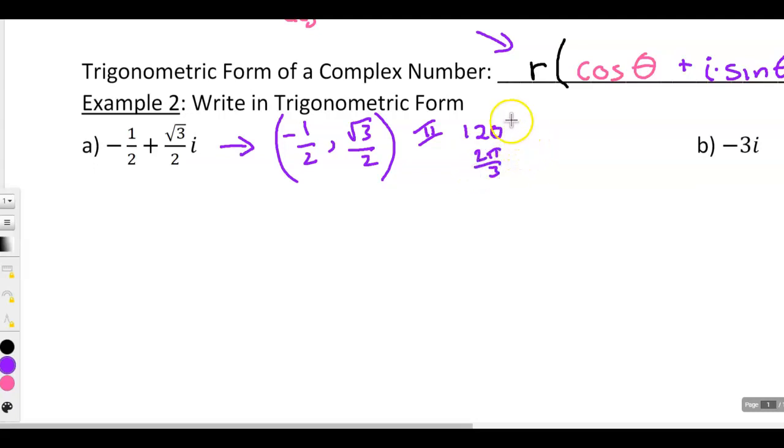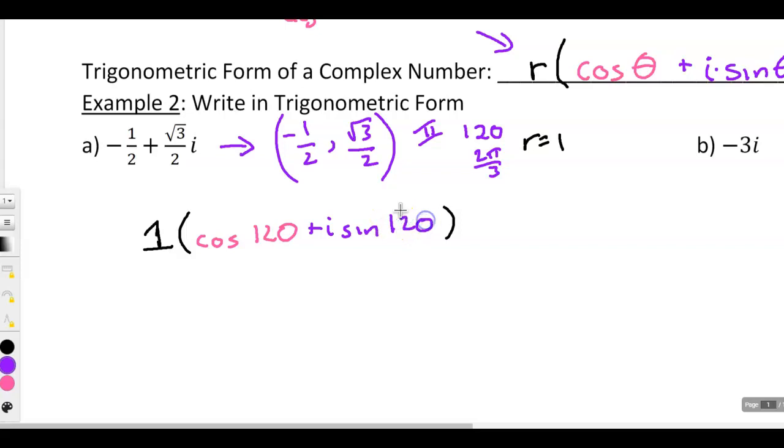All right. Radius is still 1. So we got cosine of 120, plus i sine 120. That's one way of writing it. Another way of writing the same thing would be, of course, in radians.